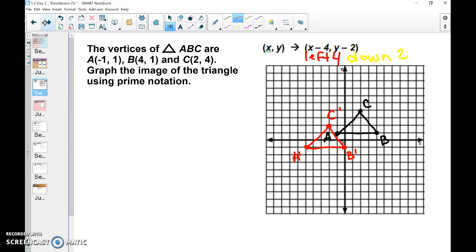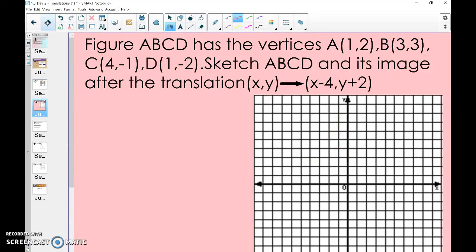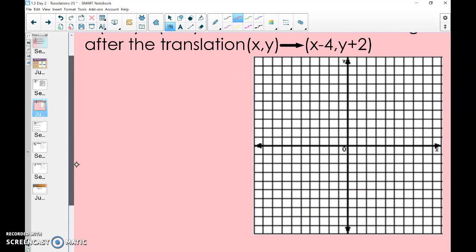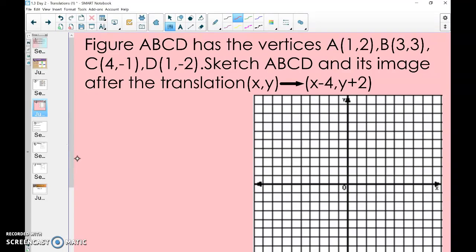The next example underneath, you're going to try. So this one is a 4-sided figure. There's 4 points. So please pause right here and try this on your own. Start with your original points. See if you can correctly sketch this based on that, and then press play when you are ready to see the answer.